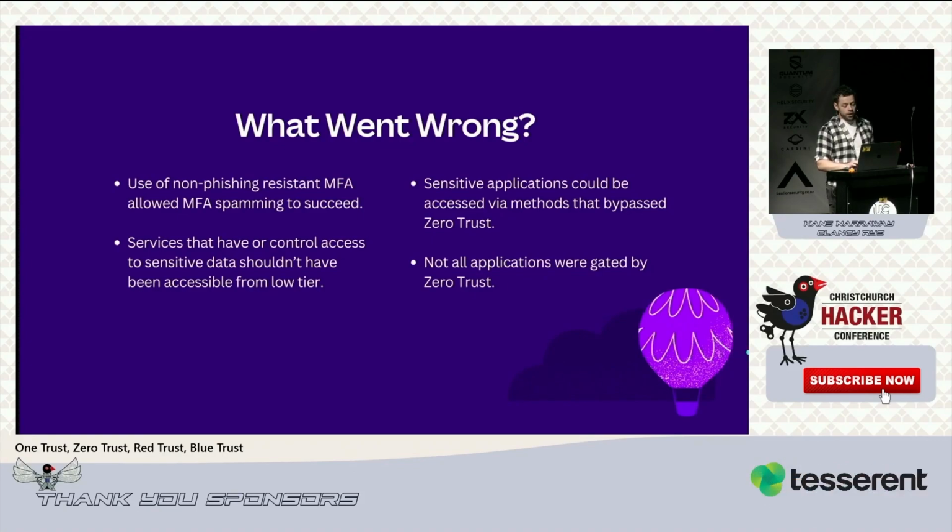Services that had sensitive data or controlled access to sensitive data just shouldn't have been in the low or open tier to begin with. And finally, there are several misconfigurations which allowed us to bypass zero trust, as well as several applications that just simply weren't gated by zero trust in the first place.